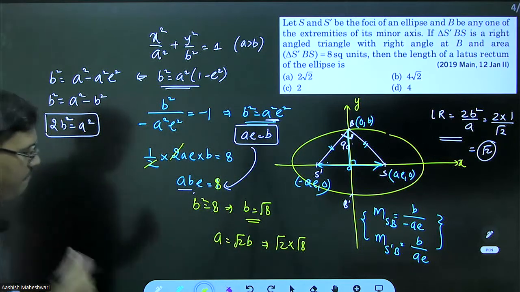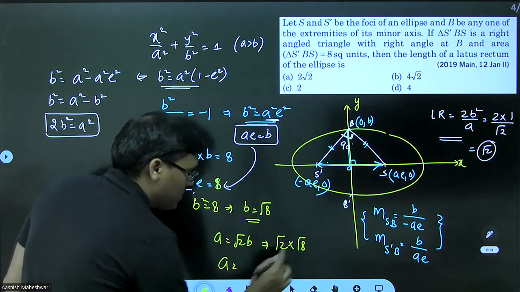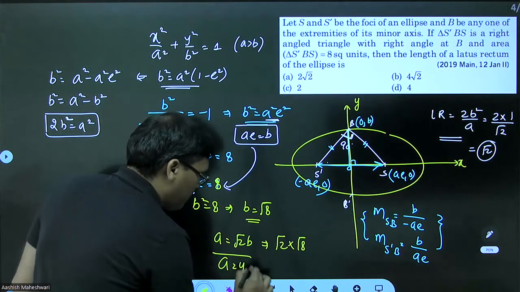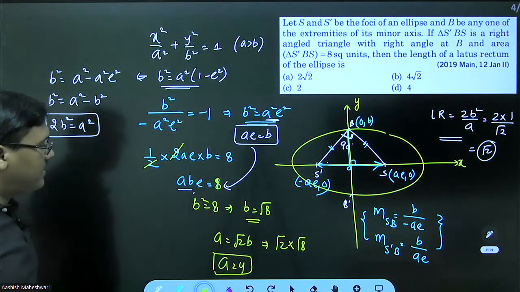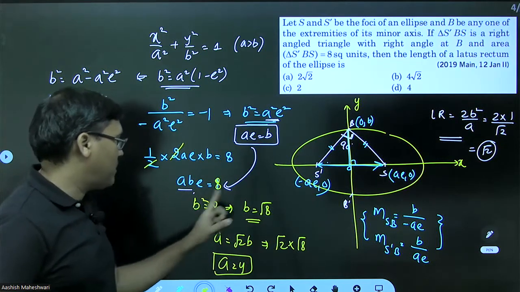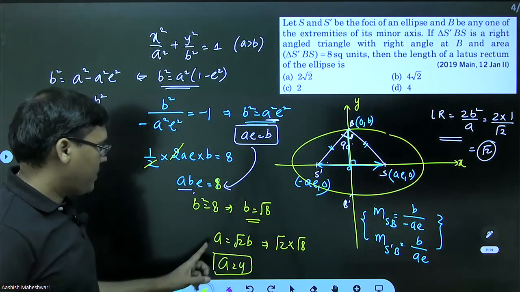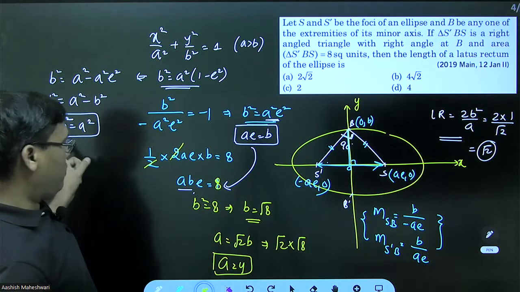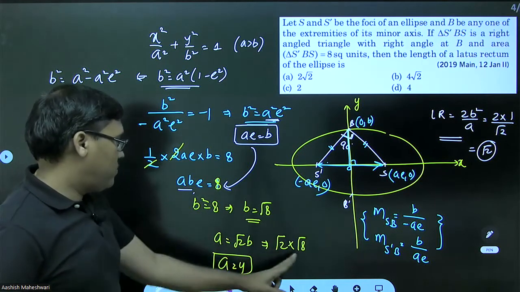I hope this is clear. So what is the value of A? A is equal to root 16, which is equal to 4. Now I hope this is clear. The calculations are correct. So I have just taken AB is equal to 8, B square equal to 8, B is equal to root 8, and A is equal to root 2B, right?